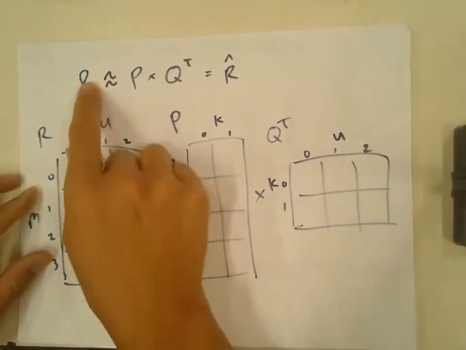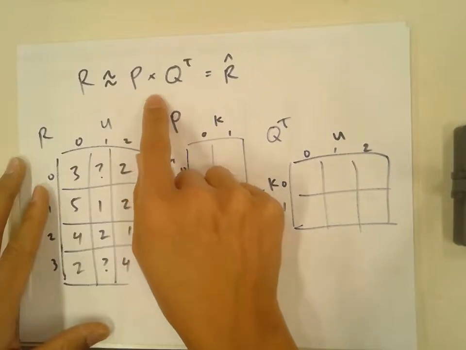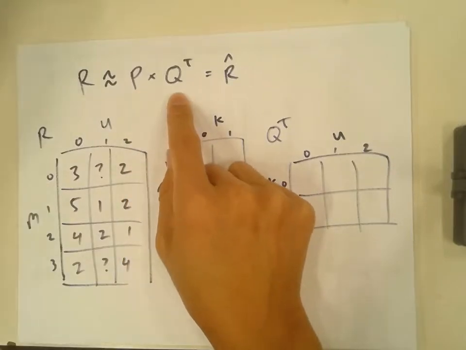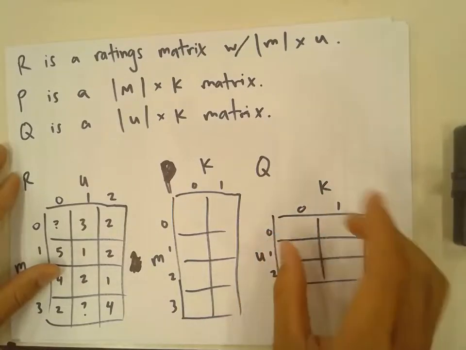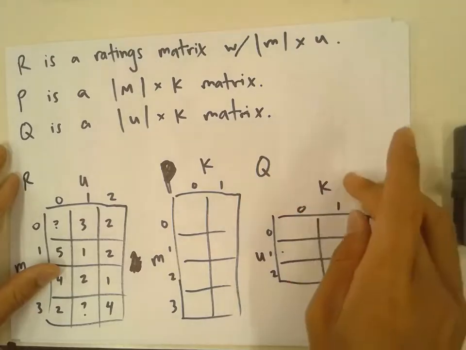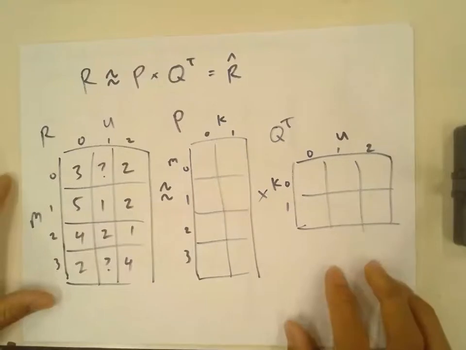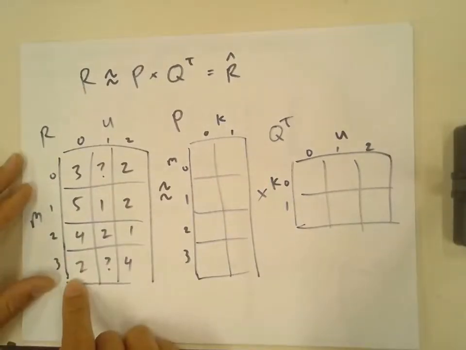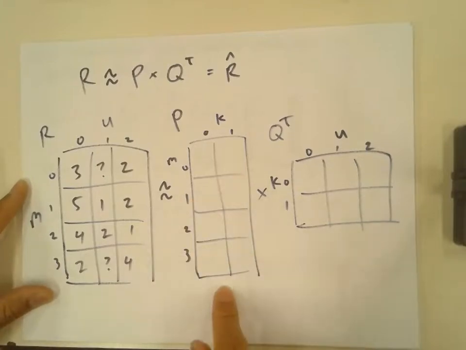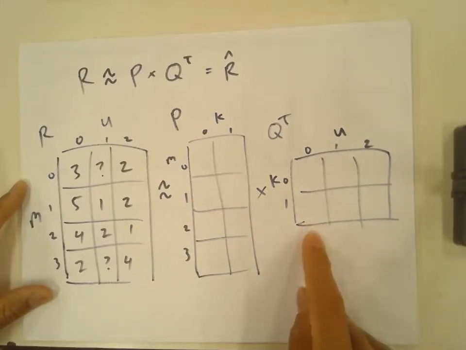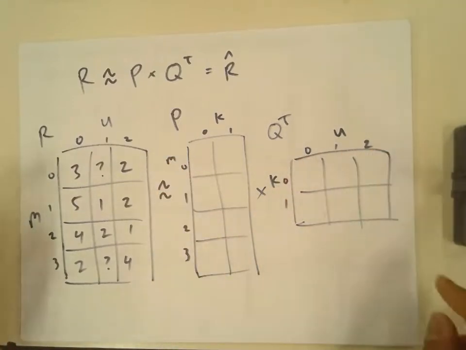So we're over here, and R is going to be approximated by the matrix P, cross product by Q transposed. Q transposed would rotate it 90 degrees clockwise. So we have U at the top, and we have K on the left side, and that's what we have here. So this matrix is approximated by the cross product of P times Q transposed. Notice here that we have movies, and we have users up at the top.